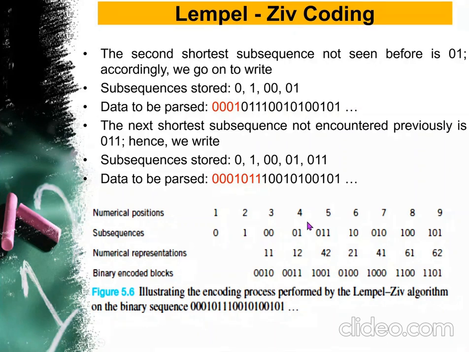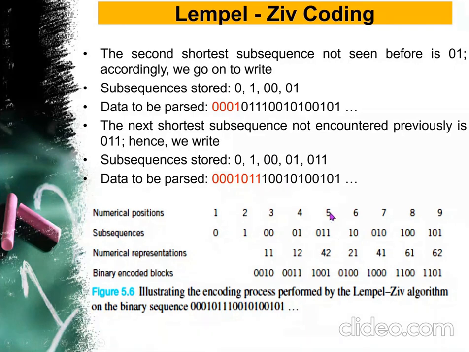Similarly, in the fourth position, we have the subsequence 0, 1. So start with the LSB, which is bit 1, and you have to write the numerical position for bit 1. The numerical position for the subsequence 1 is 2. So below this bit 1, write number 2. The left bit is 0 and the numerical position for 0 is 1. So the numerical representation for 0, 1 is 1, 2.